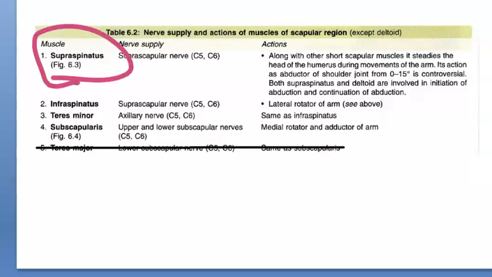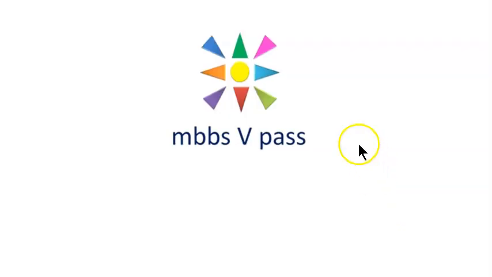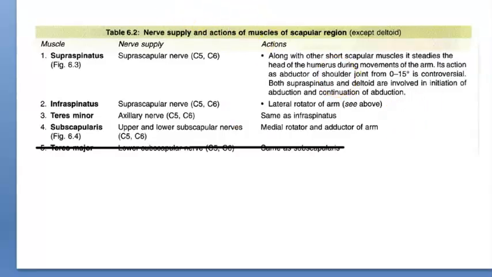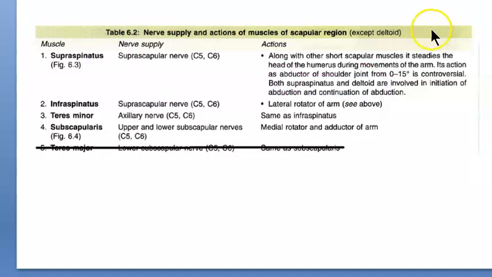Supraspinatus has one more job. What is it? Abductor of shoulder joint. Very important for you to focus on this point. Supraspinatus is the abductor of the shoulder joint from some degree to some degree, along with deltoid muscle. Supraspinatus and deltoid are involved in initiation of abduction and continuation of abduction.